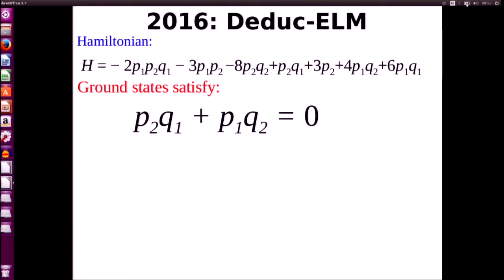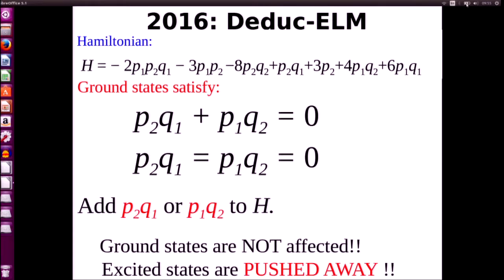So what deduction can we make over here? What happens if P2 and Q1 are both 1? The left side is too big, isn't it? So P2, Q1 and P1, Q2 have to be 0. That's necessary for the ground state. So we can add these terms to the Hamiltonian. We're not changing the ground state at all. We're adding 0 to the ground state. But the excited states are pushed away. If P2 and Q1 equals 1, we have an excited state that doesn't satisfy the ground state condition. We're pushing away the excited states.